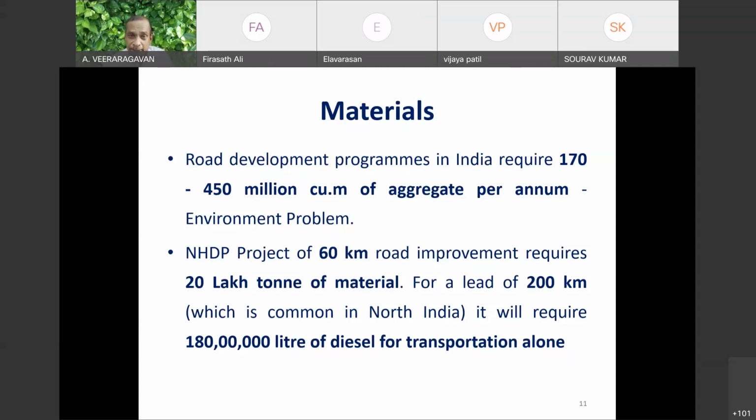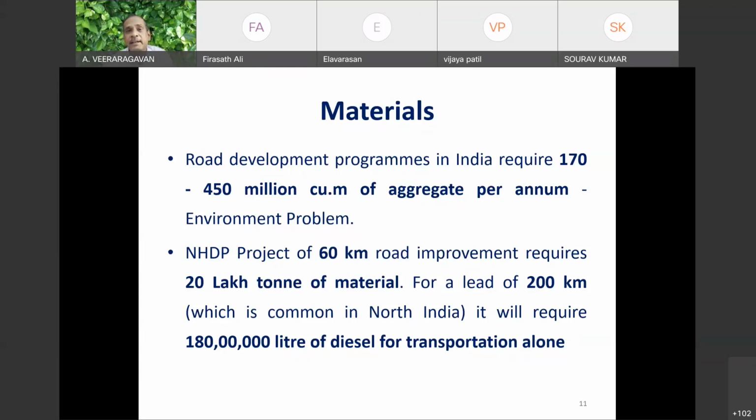In that case, what is to be done? On one hand, aggregate non-availability. Second is available material may or may not meet the physical requirement. For example, if you go to the Northeast, the majority of aggregates may not meet the requirement of impact value, may not meet the requirement of water absorption. So these materials, they may meet some specifications, they may not meet all specifications. In that case, I call them marginal materials.